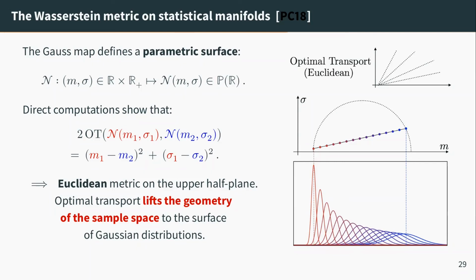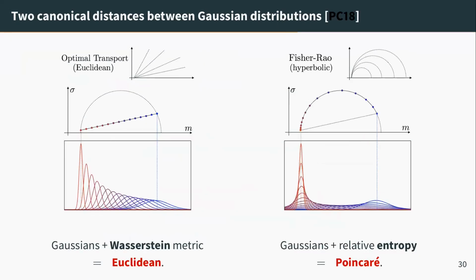Okay, so optimal transport gives you the Euclidean metric on the upper half plane. So it really lifts the geometry on the sample space, like between mean values, to a set of Gaussian distributions. I'm showing this to you to tell you that there is no metric which is better than another one. The Euclidean metric is simpler, but the key insight from geometers of the 19th century is that Euclid is not alone. The other geometries like the Poincaré metric are just as legitimate. It just corresponds to a different prior.